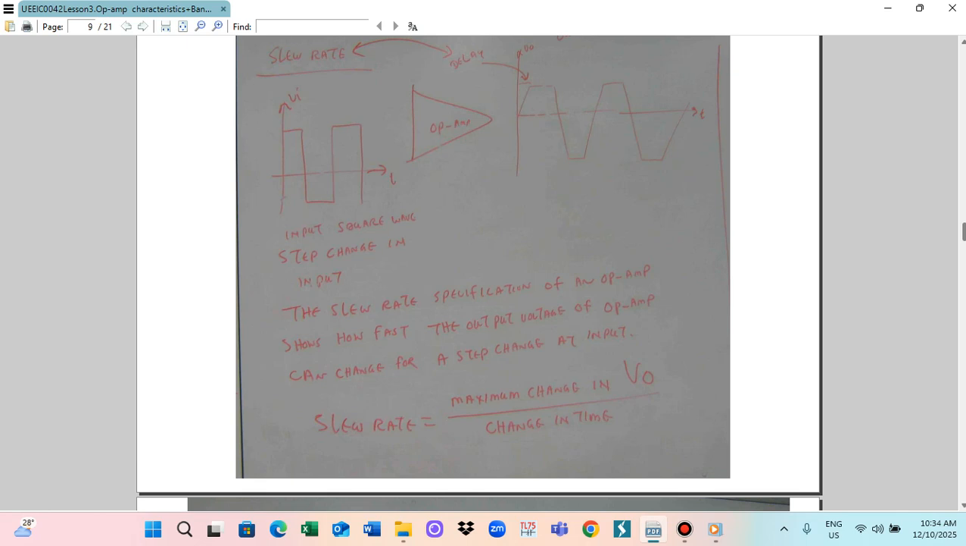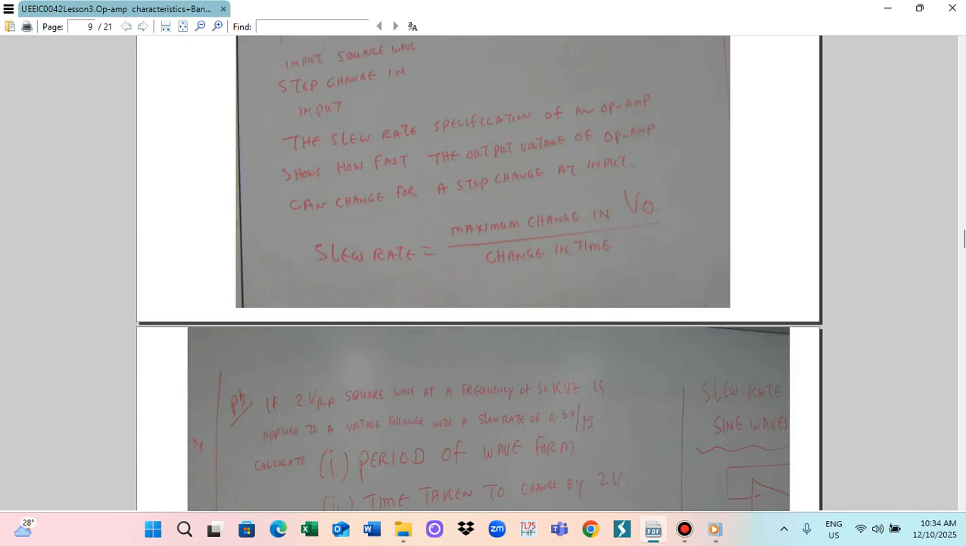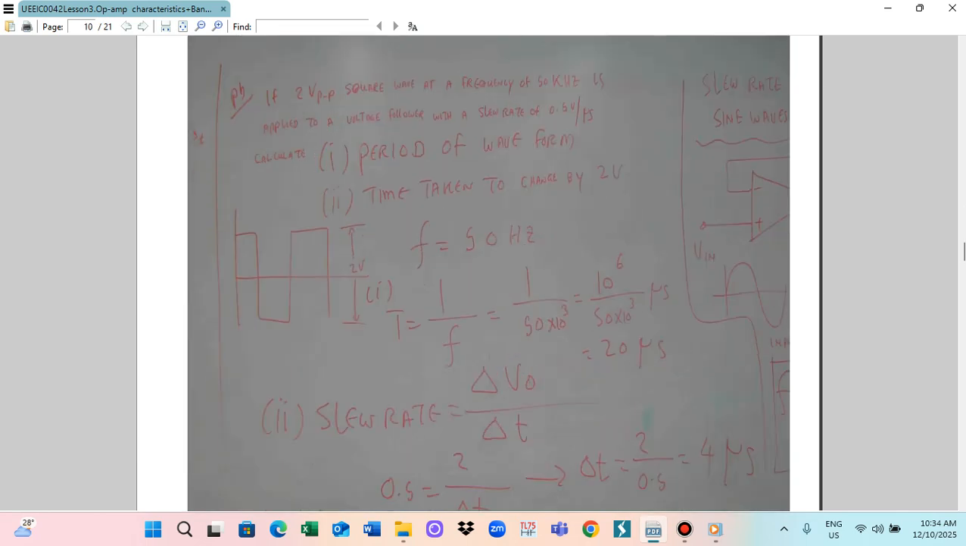Okay, this problem: a 2 volt peak to peak square wave at the frequency of 50 kHz is applied to a voltage follower, whose slew rate is 0.5 volt per microsecond. So this is the 2 volt peak to peak, so the difference is 2 volt. And this is the frequency, F is 50 kHz.